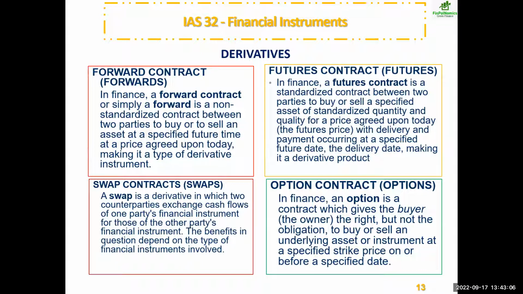Futures contract. In finance, a futures contract is a standardized contract between two parties to buy or sell a specified asset of standardized quantity and quality for a price agreed upon today, the futures price, with delivery and payment occurring at a specified future date, the delivery date, making it a derivative product. Option contracts. An option is a contract which gives the buyer, which is the owner, the right, but not the obligation, okay, to buy or sell an underlying asset or instrument at a specified strike price on or before a specified date.